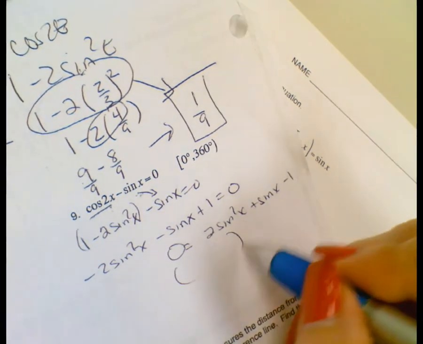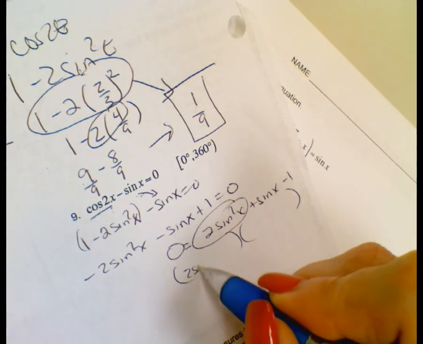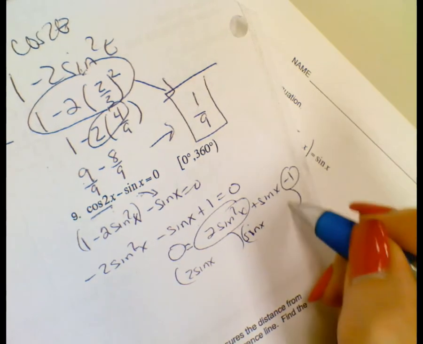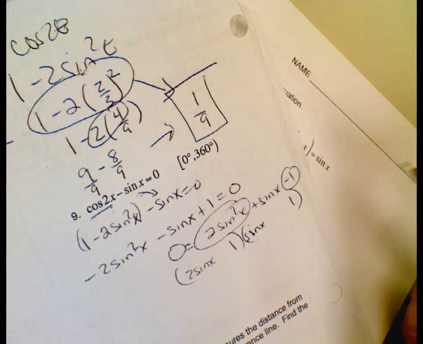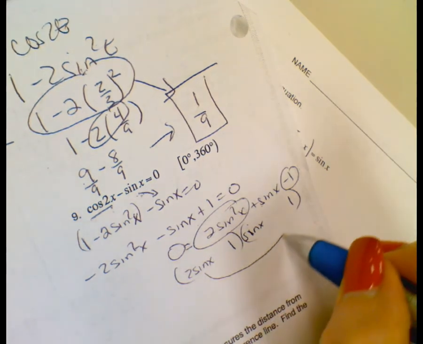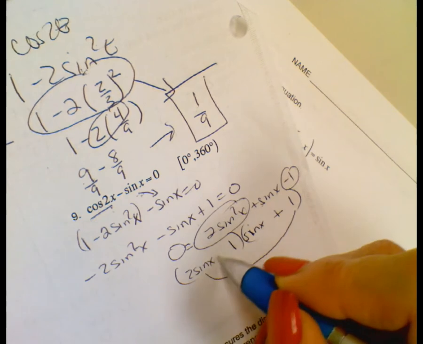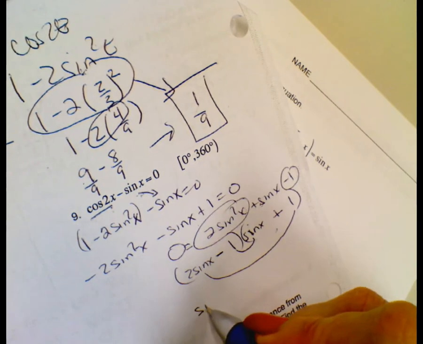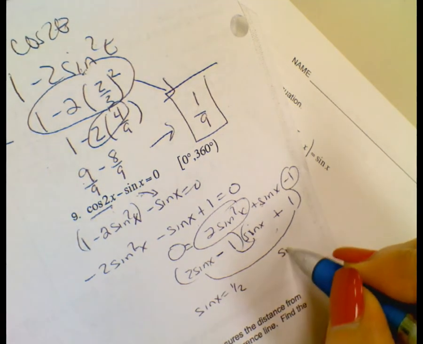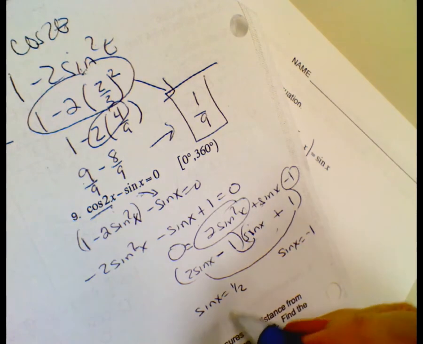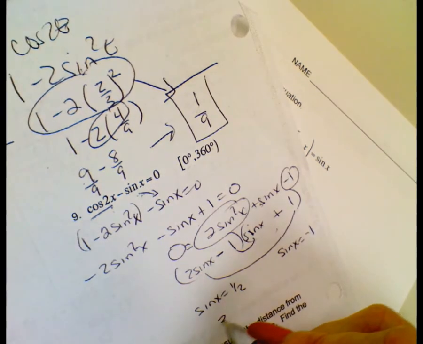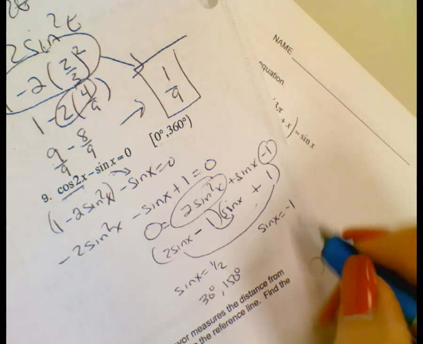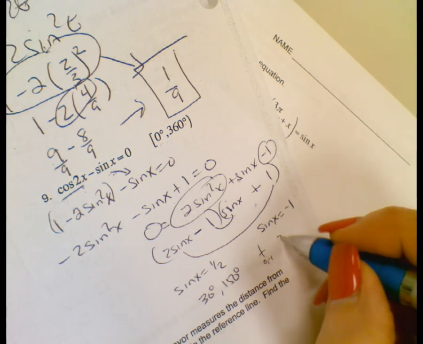Factoring. 2 sine squared is 2 sine x and sine x. Factors of -1 are 1 and 1. You just have to get the signs right. It's a +1 middle, so we want our bigger product to be the positive, and we want the negative to be here. So it's 2 minus 1 is 1. Set each of those factors equal to 0. So when is sine 1/2? It says 0 to 360. That'd be 30 and 150. And when is sine -1? Down here at 270.